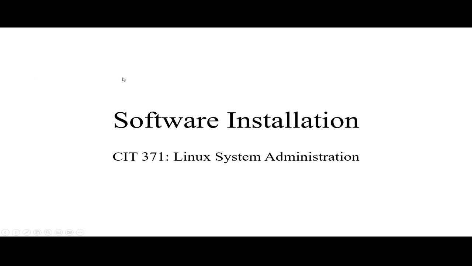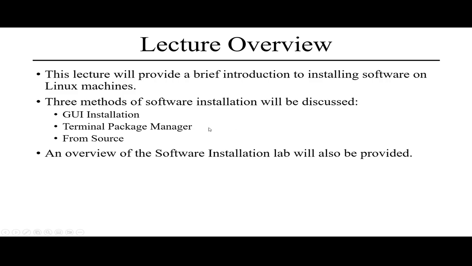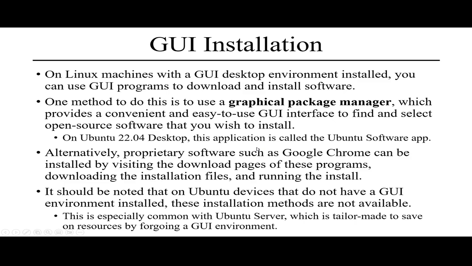In this lecture, I'm going to cover software installation. As I just said in the previous slide, we're covering software installation on Linux machines. There isn't much else to say there. But we're going to specifically cover three methods of software installation on Linux: GUI installation, terminal package manager, and from source. At the end of the lecture, as is going to be common with the rest of these videos, I'm going to cover the lab that goes with the lecture.